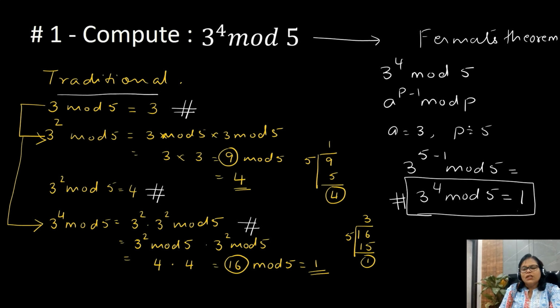And if these two conditions are satisfied, we can directly use Fermat's theorem and replace 3 raised to power of 4 mod phi as 1. So how many steps did you require? You just required one step. That's it. While in the traditional method, we required 3 steps.